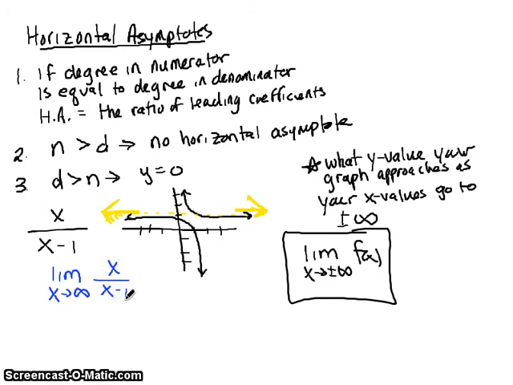All we have to do is look at our rules. We see that the degree in the numerator is 1, the degree in the denominator is 1. So we have to look at the leading coefficients. They're both 1. So my horizontal asymptote is 1.